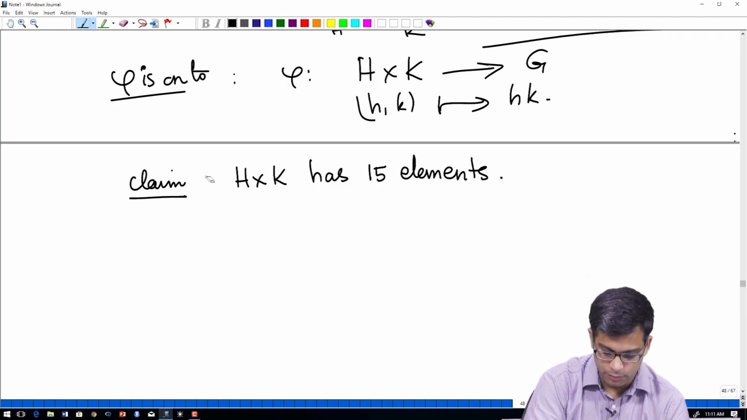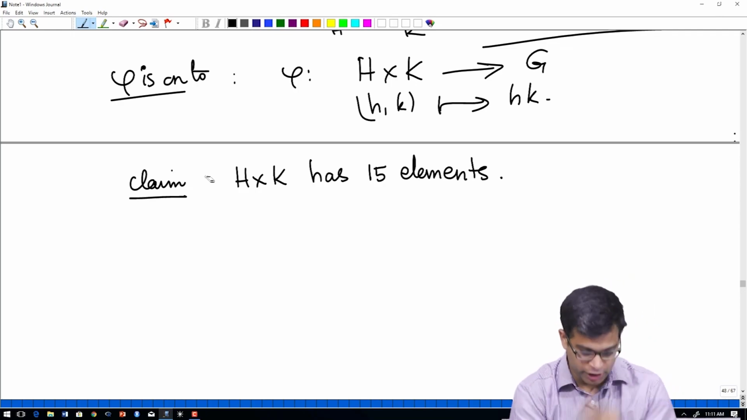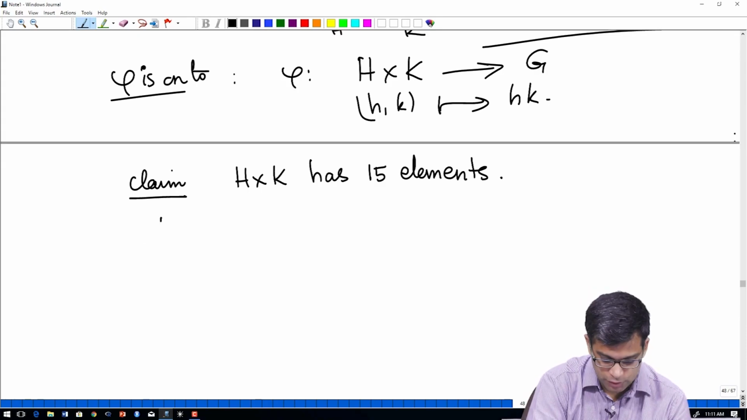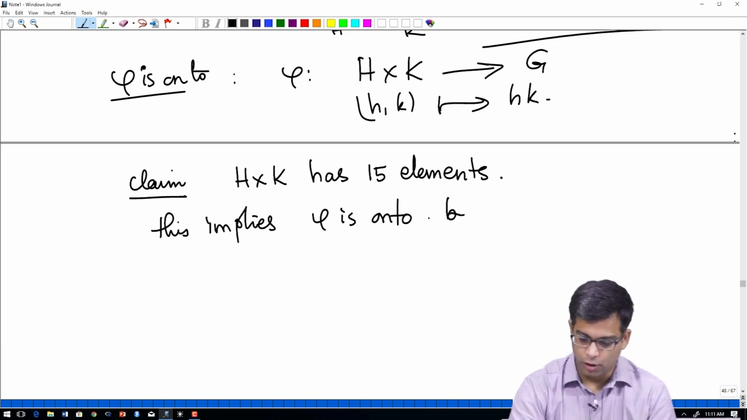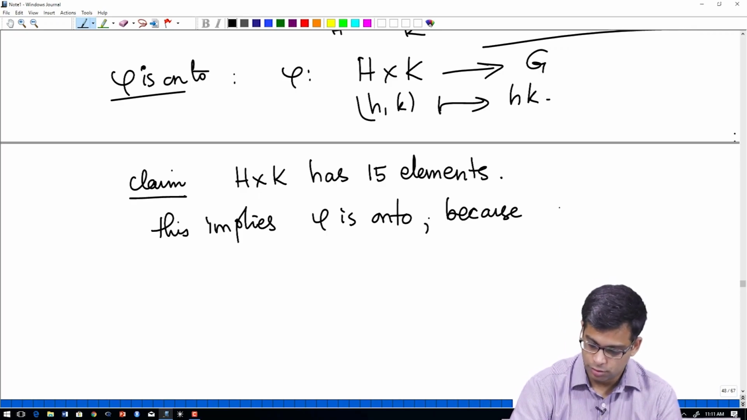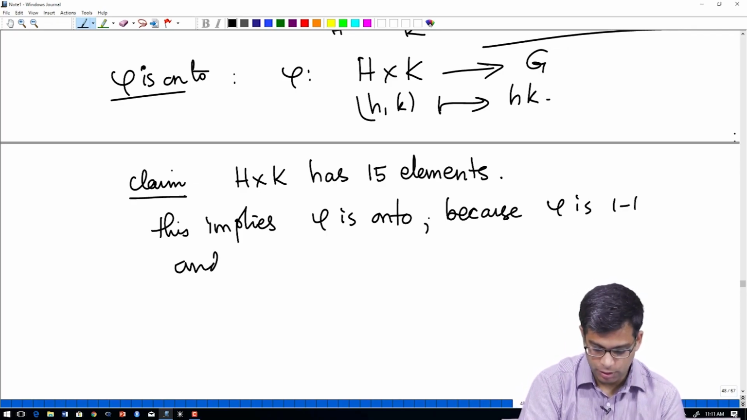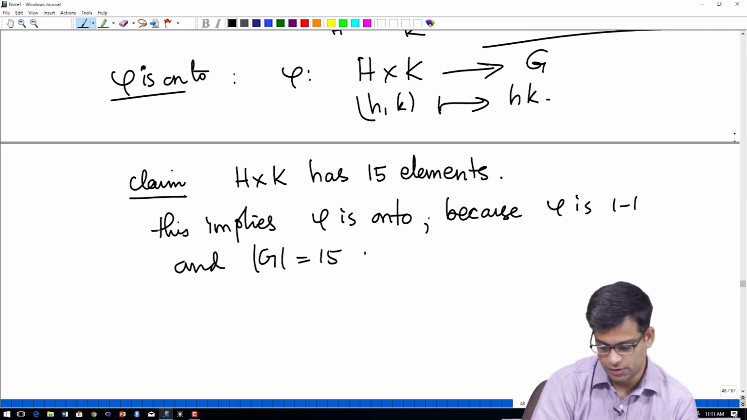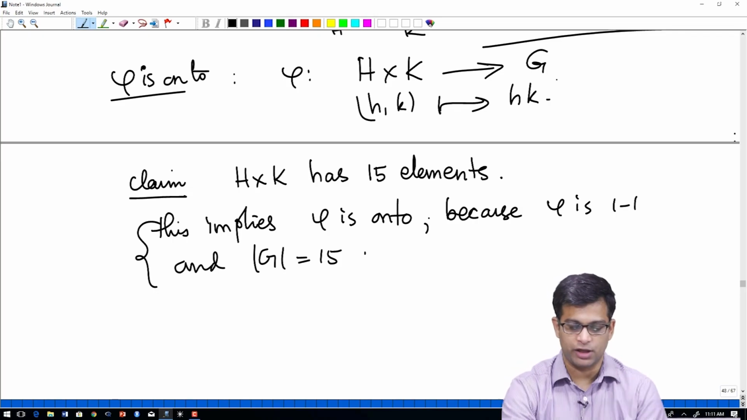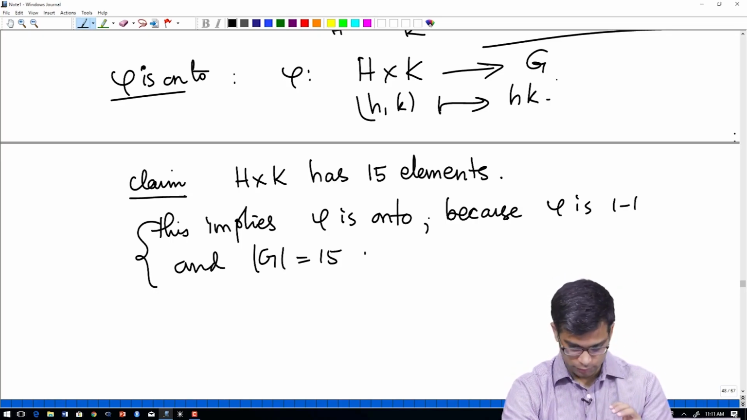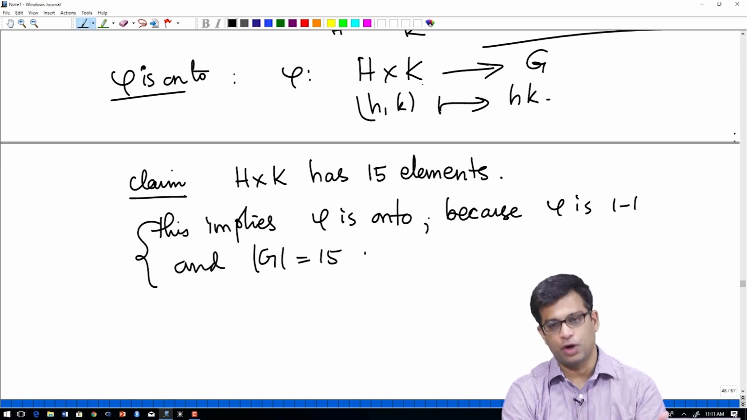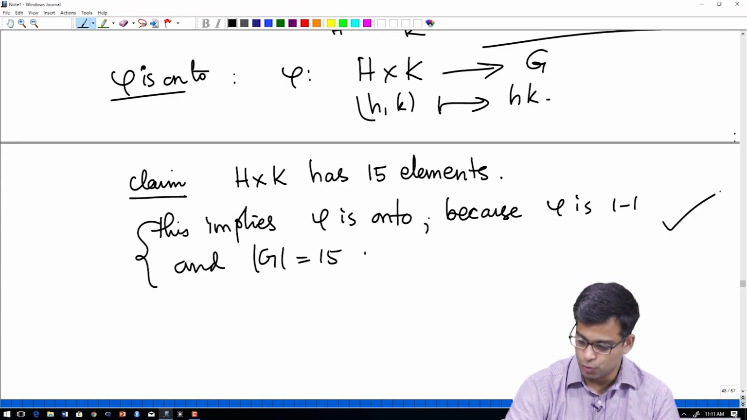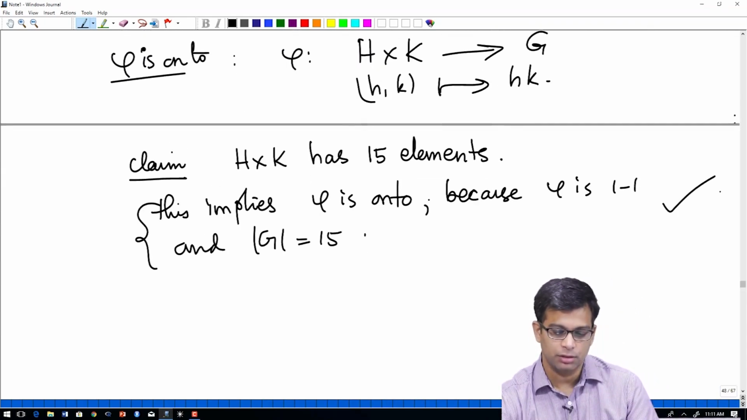Why does it follow that it has 15 elements? This implies, first of all, phi is onto, because phi is 1 1 and G has also 15 elements. So the claim completes the argument that phi is an isomorphism. You have a 15 element set mapping to a 15 element set, but it is 1 1, so it must be onto also. So this proves the claim that phi is an isomorphism.